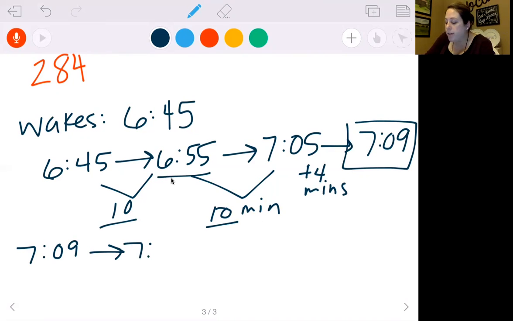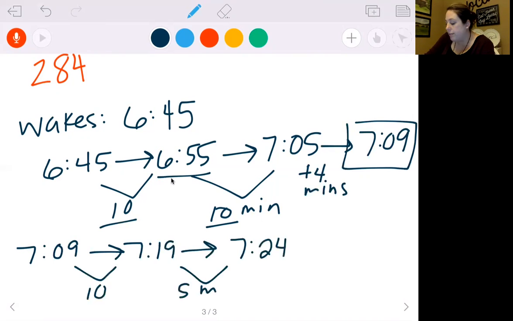So let's go up by 5 first. 19, 20, 21, 22, 23, 24. So 7:24 is 5 minutes. So that's 15 minutes total. 24, 25, 26 is our last 2 minutes. So 10 plus 5 is 15 plus 2 is 17. Now they gave me 17 minutes, so that's not what I'm looking for. I'm looking for that time right there, which is 7:26.